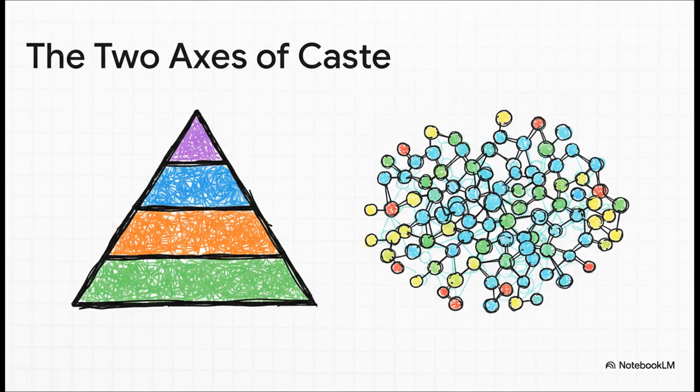Of course, you can't really talk about Indian society without talking about caste. It's a hugely complex system, but our source breaks it down along 2 main lines. First, there's Varna, which is the broad 4-part ideological framework you might have heard of. But then there's Jati, which is much more specific. It refers to the thousands of distinct local community groups that have traditionally defined social structures and even occupations.